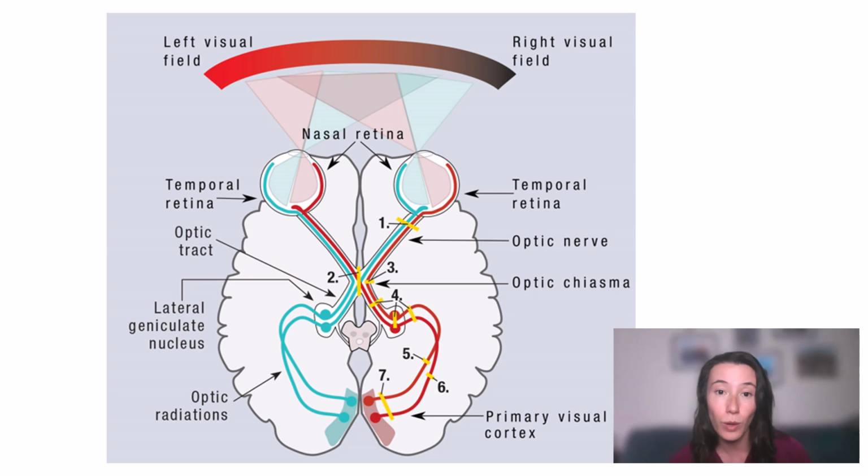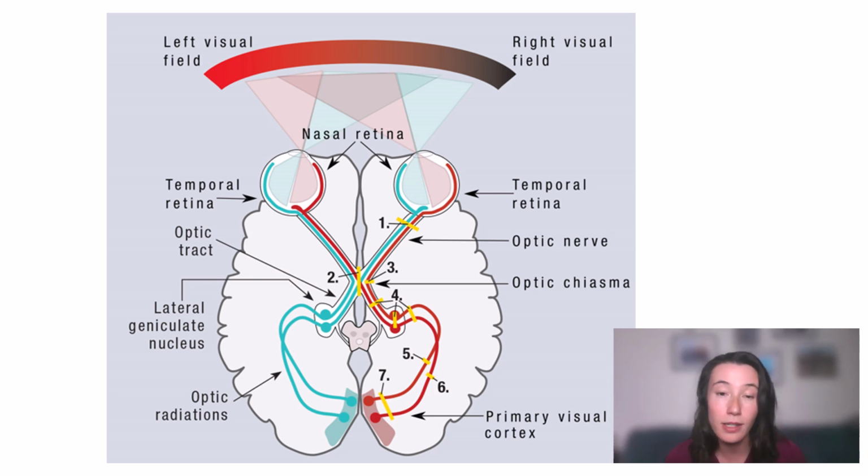Then if you look at the right eye and look at the blue line, so the left side of the right eye, this line has to cross over through the optic chiasm to then reach the left side of the brain. Same thing with the right side of the left eye, the right side of the right eye.